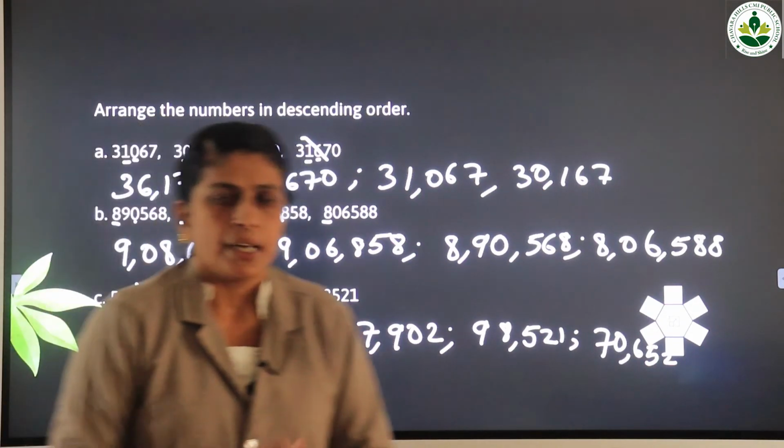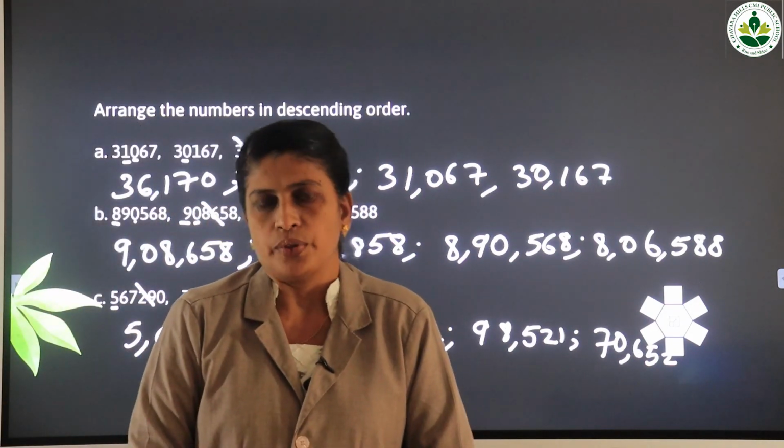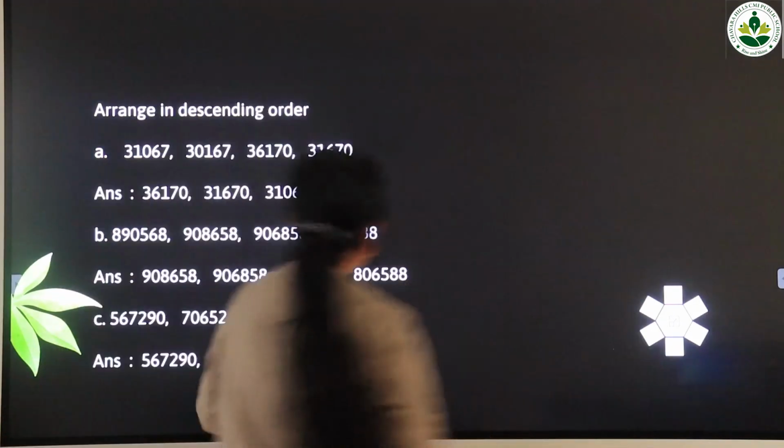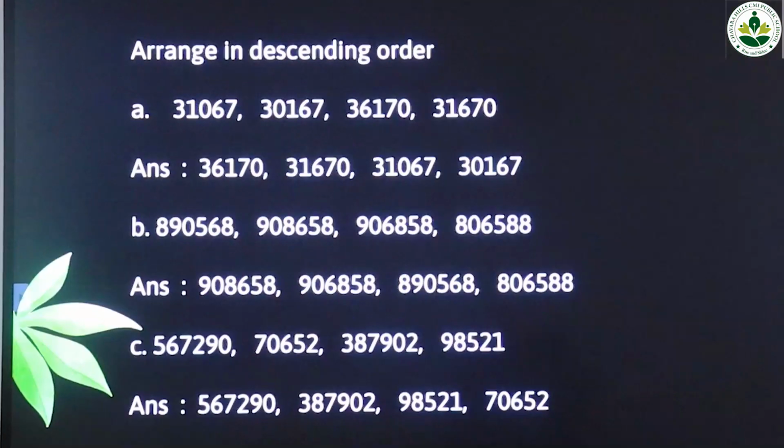Okay. Therefore, what we have studied today? We have studied comparing and ordering of numbers. Okay, children. Write down this in the notebook.